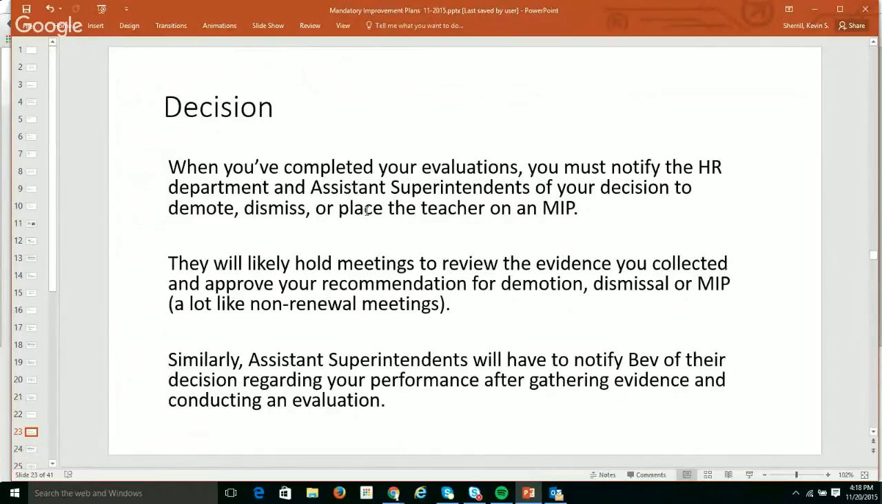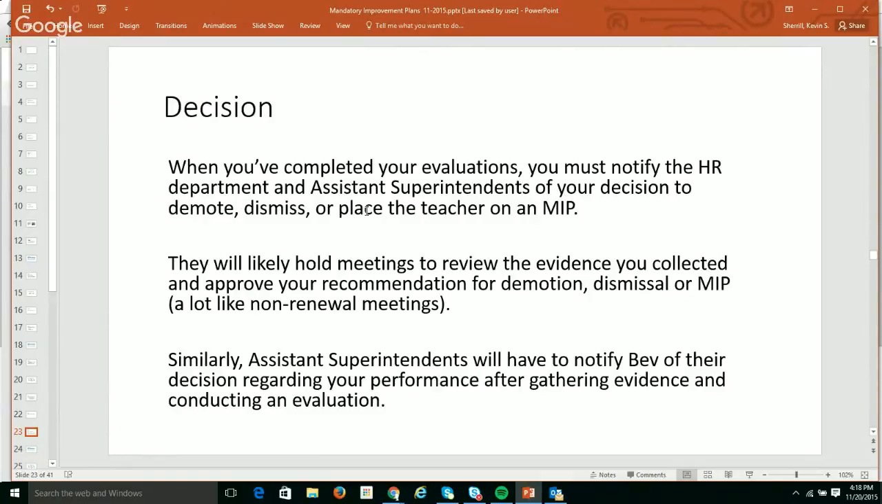But for those that are not proficient, you're going to need to say which of these things you want to do. They're going to hold, after they get that information, they're going to schedule meetings that we envision are probably going to be a lot like your non-renewal meetings, where you're going to sit down, share the evidence that you collected, talk about the evaluation, and talk to you about what that recommendation is. Because if it's demotion or dismissal, you're going to have to get all the paperwork together for that. Or if it's an MIP, you're probably going to end up talking about what needs to go in the MIP.